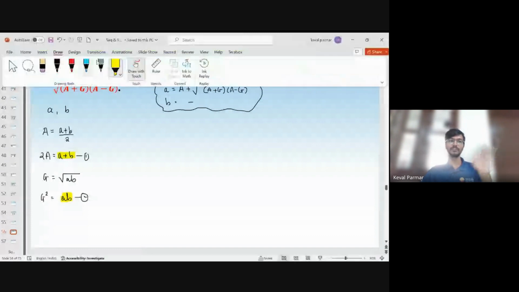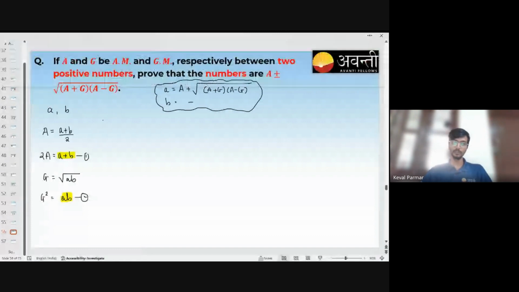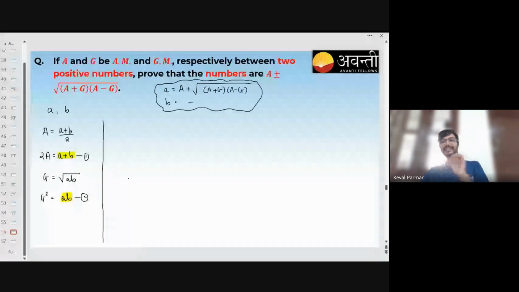I need the difference of the roots. Once I get the difference of the roots, I can add that and get the values of a and b. Same thing we did there, same thing we'll be doing here. Now, how to get a minus b?